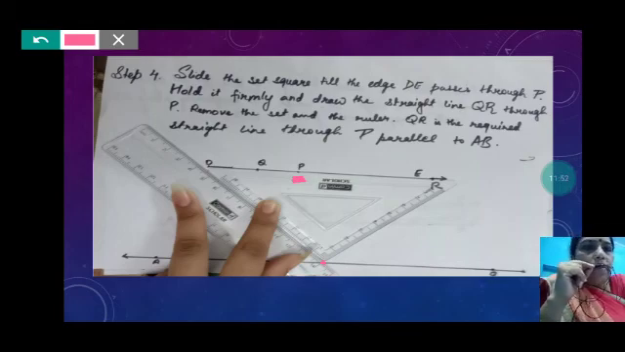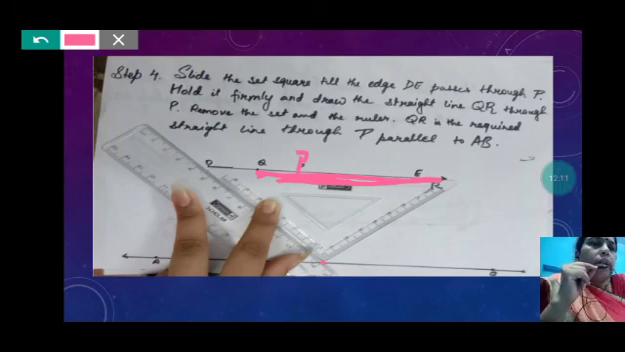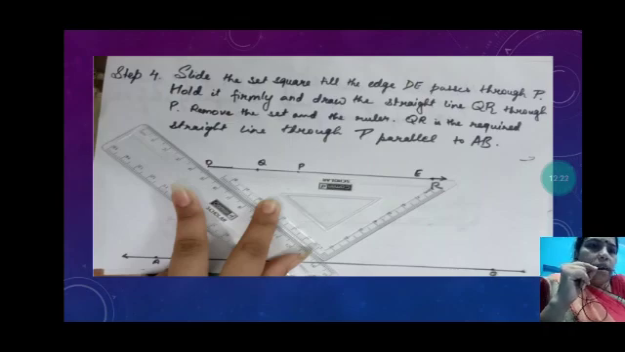Now we have held it firmly and we have drawn a straight line QR through P. This is P, and passing through P we have to draw a straight line. Remove the set square and the ruler. QR is the required straight line through P parallel to AB. After removing the set square and the ruler, we will get the parallel line to AB.